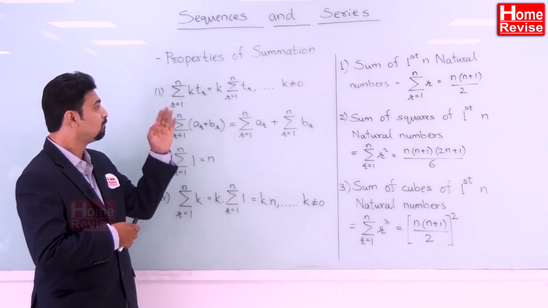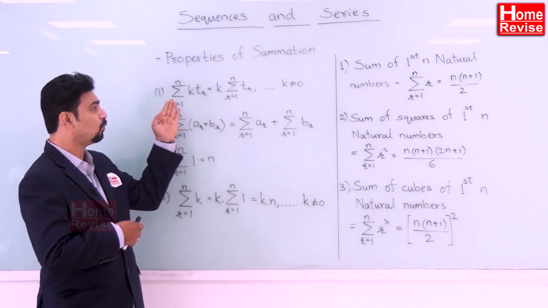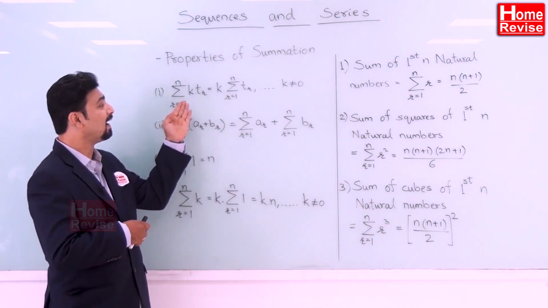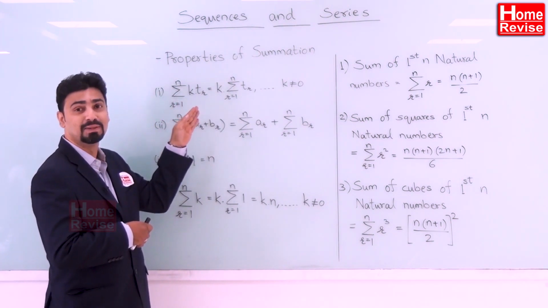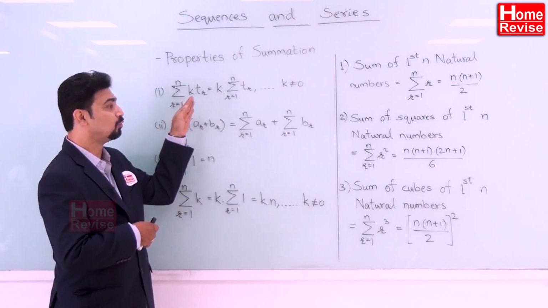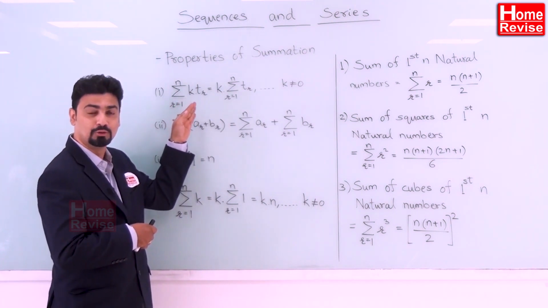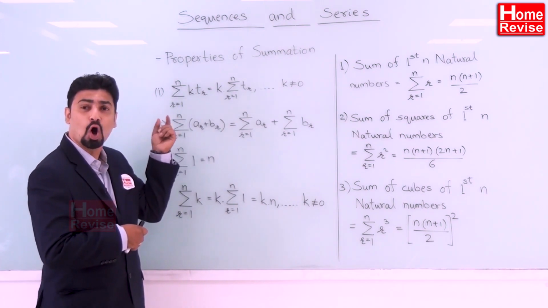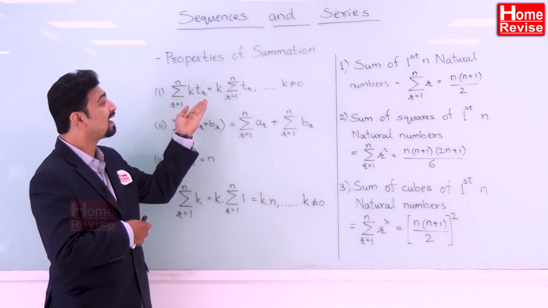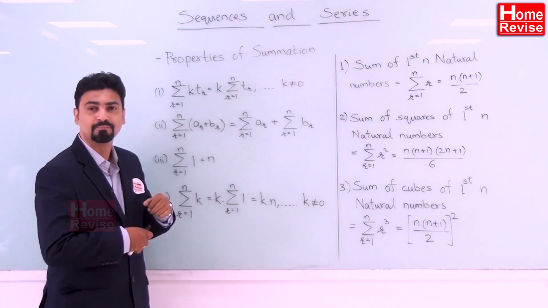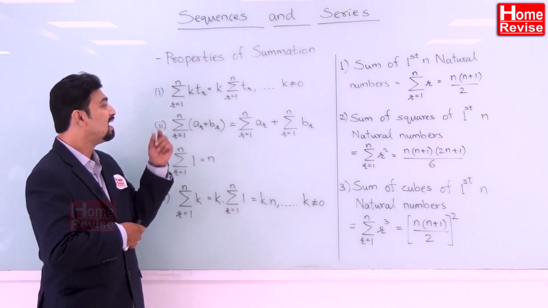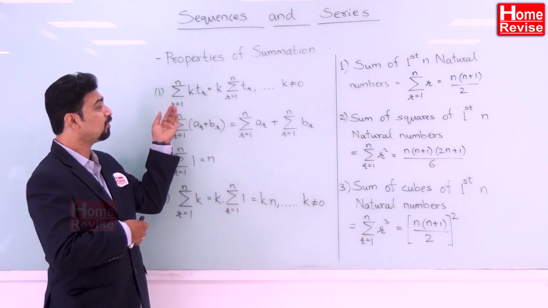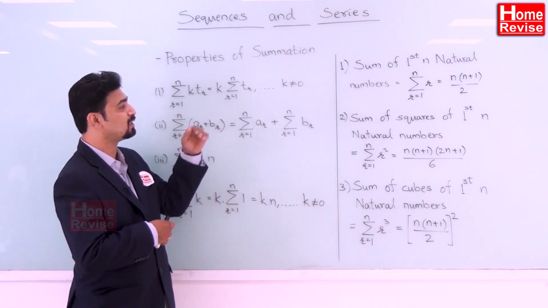The first one is summation of r equal to 1 to n of k into tr. This means that we are adding k into t1 plus k into t2 plus k into t3 and so on. This can be also written as k into summation of tr. So, what we mean here is summation of k into tr is k into summation of tr.